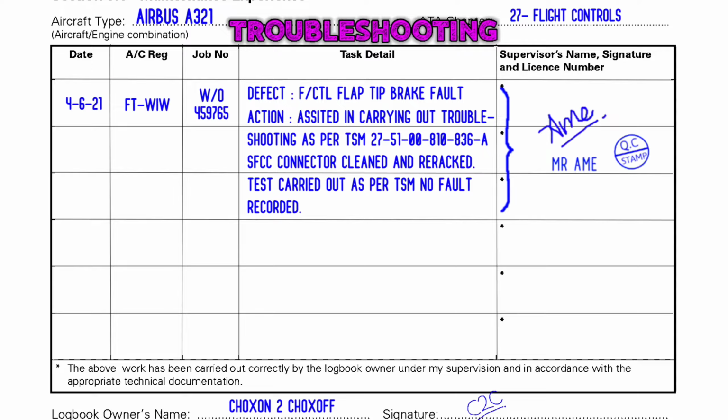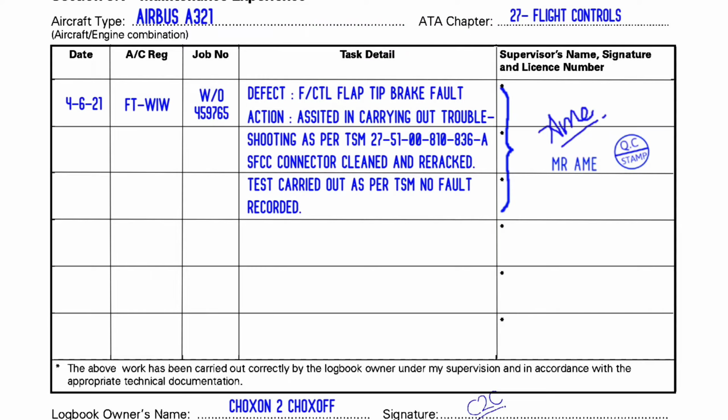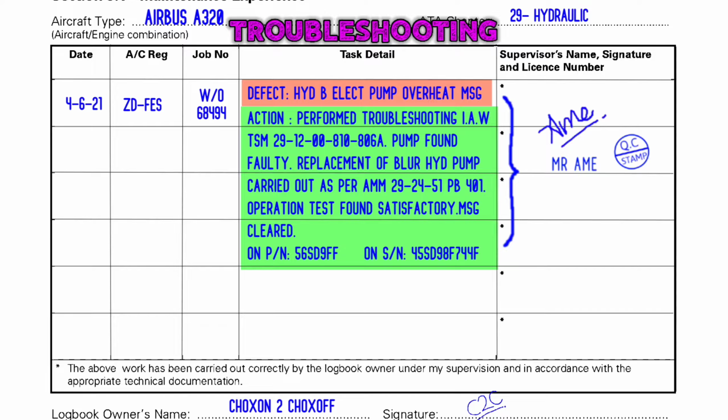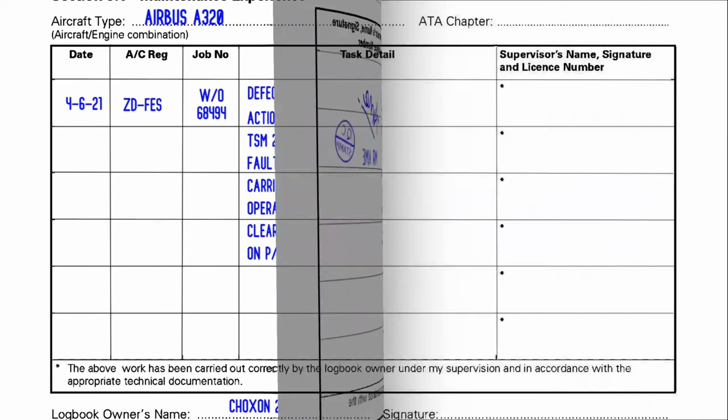Example for troubleshooting. You will start your entry with defect reported, and then in action you will write troubleshooting carried out and you will give the reference of troubleshooting manual TSM, then all the action that you carried out and then the result, no fault recorded. Another example of troubleshooting. Here the defect is hydraulic blue pump overheat message. In action we will write all the detail as per TSM, and if there is any component replacement then we will write all the detail of such component replacement, and the test carried out found satisfactory.